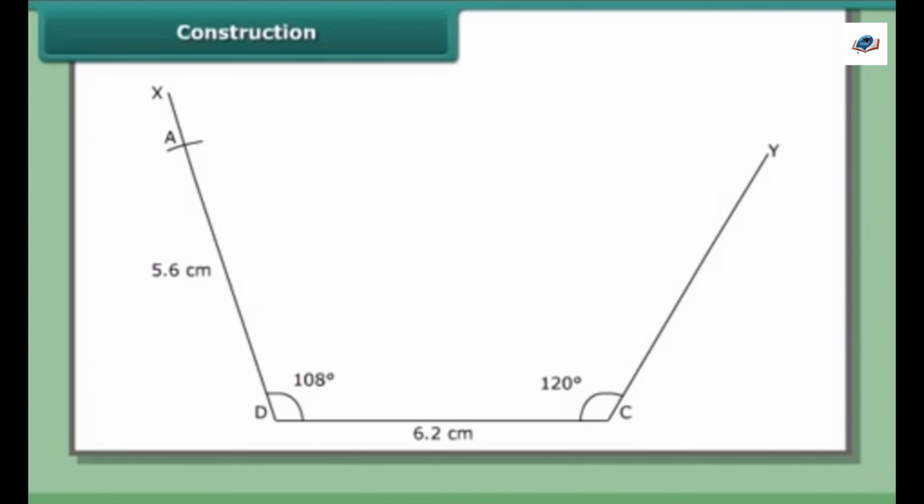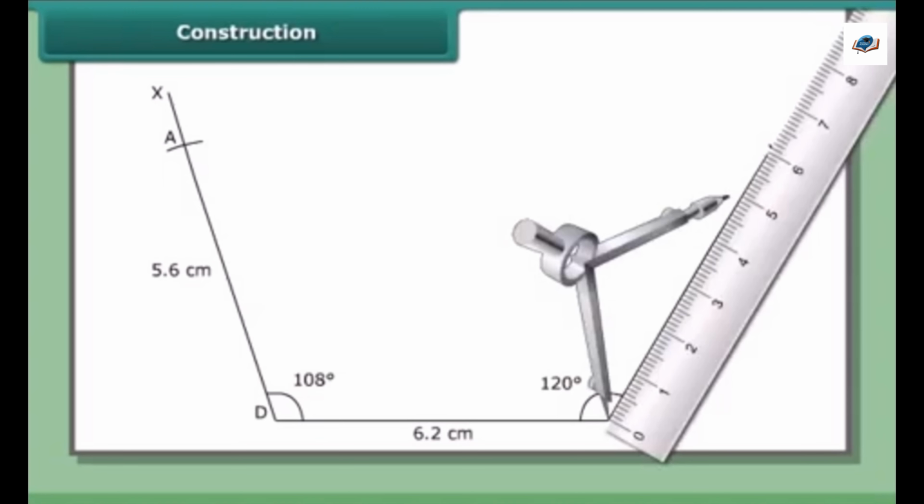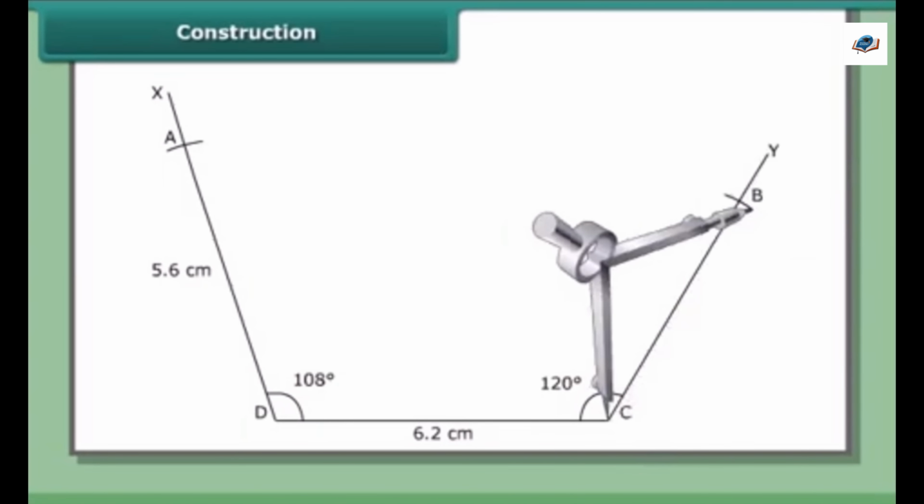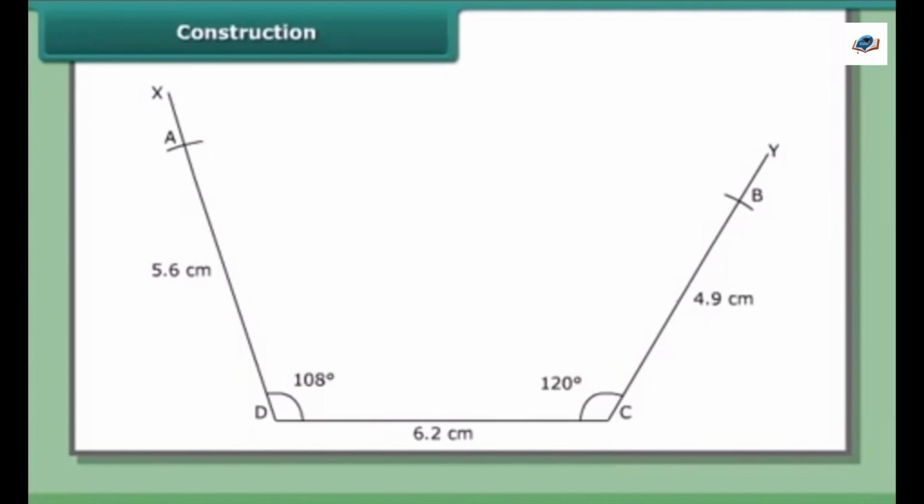5. With C as center and radius 4.9 cm, cut off CB as 4.9 cm on the ray CY. Join AB. Then ABCD is the required quadrilateral.